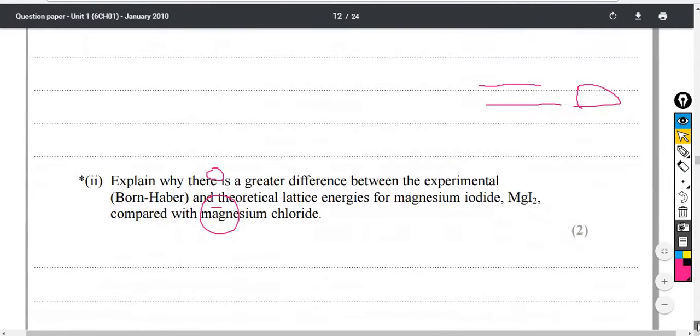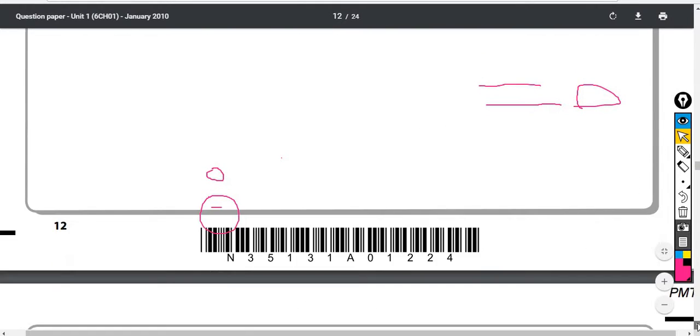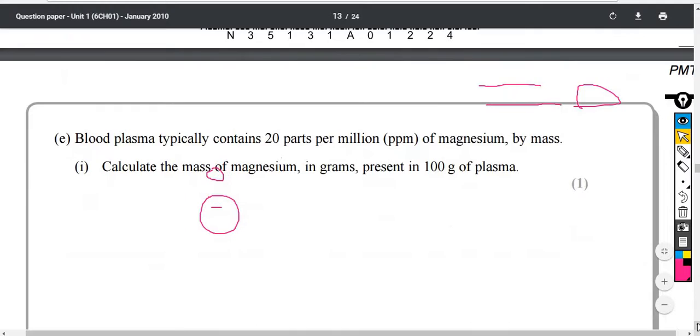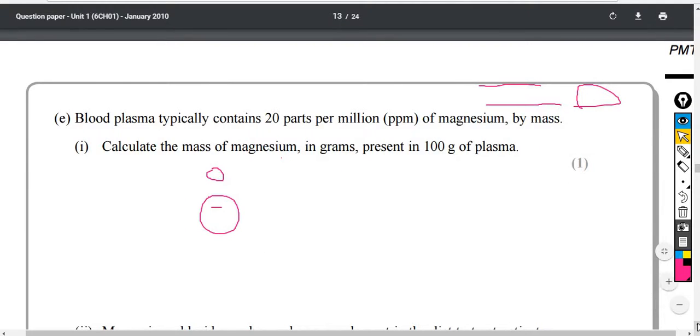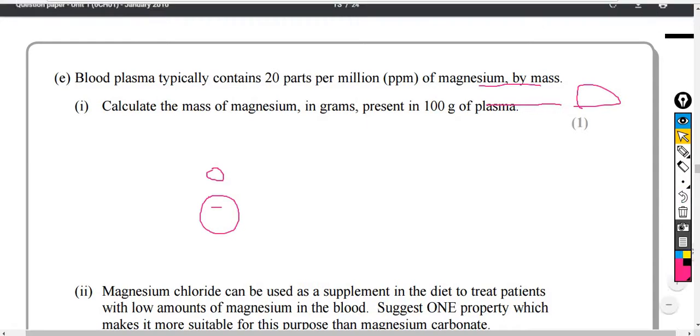We'll get to the next question. Blood plasma typically contains 20 parts per million (ppm) of magnesium by mass. Calculate the mass of magnesium in grams present in 100 grams of plasma.